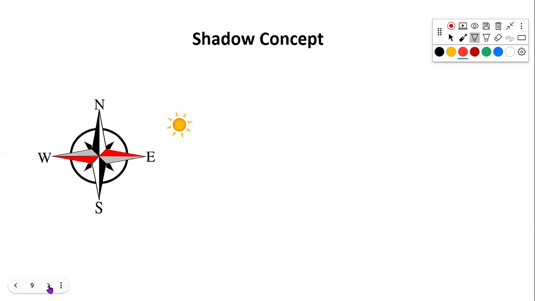Now the shadow concept. Again, they might ask you which side the shadow is. Usually the sun is either in the east or in the west. Is anybody thinking that the sun is in the north direction or south direction? No, right? Logical thinking. The sun is always found either towards the east direction or towards the west direction.